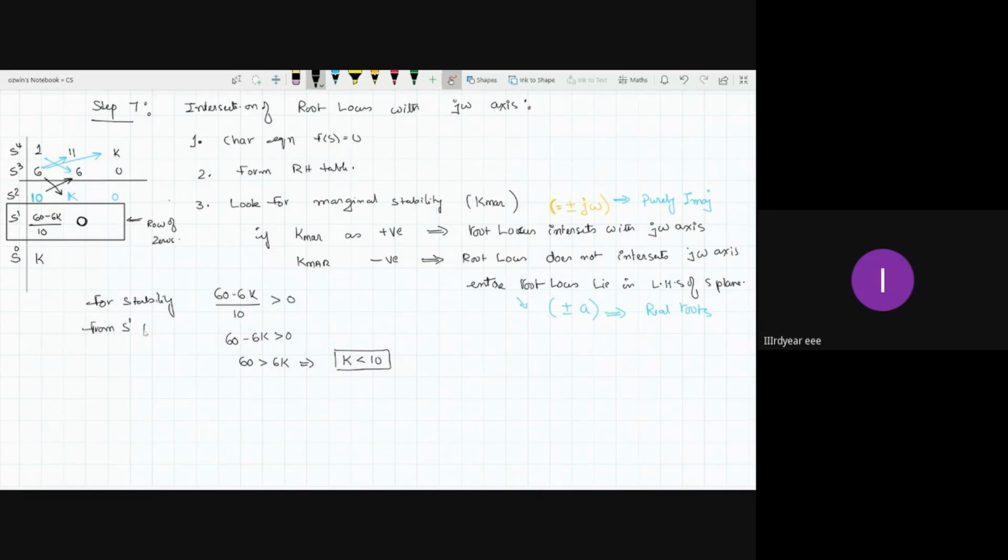From the s to the power 1 row. Similarly, from the s to the power 0 row, we want k to be greater than 0. So for stability, k should be operated between this limit: k should be greater than 0 but less than 10. Any value of k greater than 10 leads to instability. Now, what happens if you were to set k equal to 10?